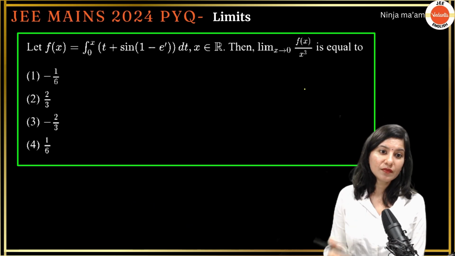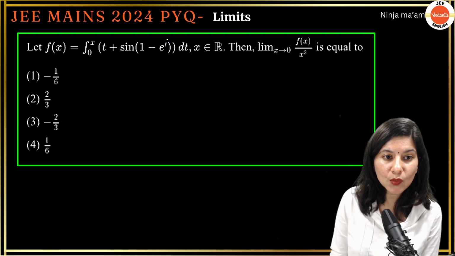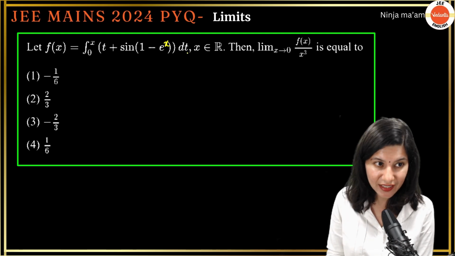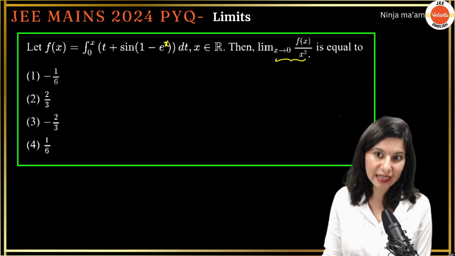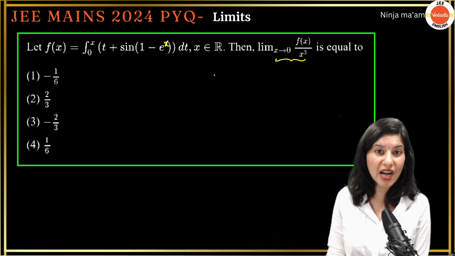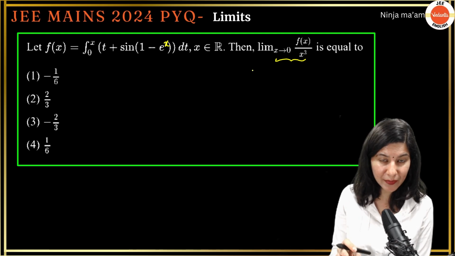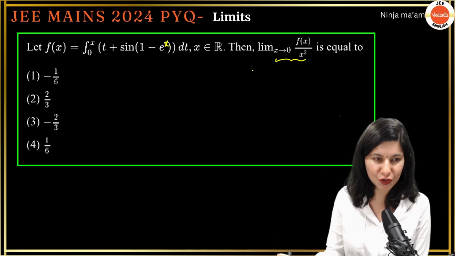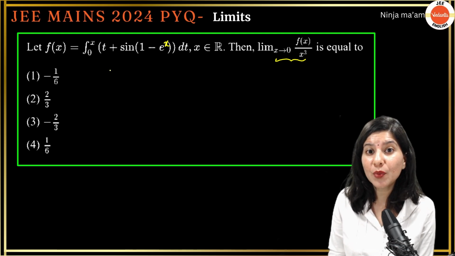Now f(x) is given as the integral from 0 to x of (t + sin(1 - e^x)) e^x dt, and we need the limit as x tends to 0 of f(x) upon x cube. Okay. So this type of question is a very popular kind of question. I have not taught you this in the limits chapter, but I have taught you in the definite integration chapter. Yes, I will teach you. So this is a Leibniz theorem problem.